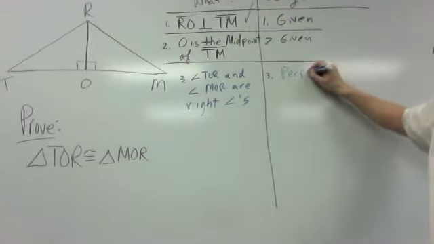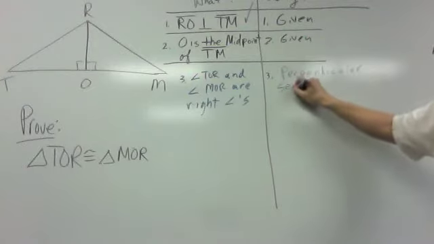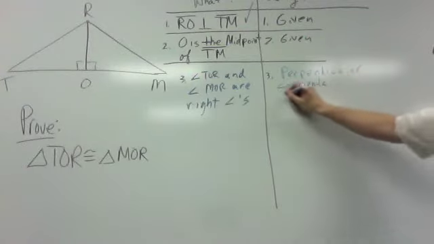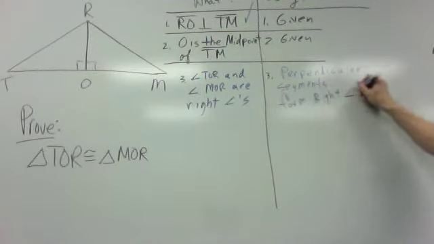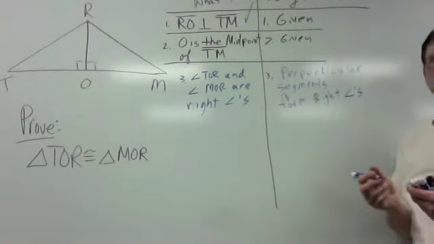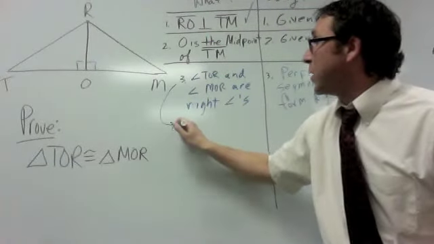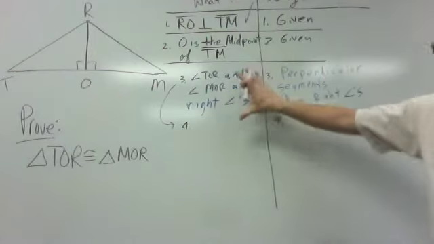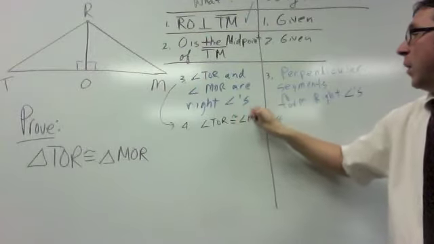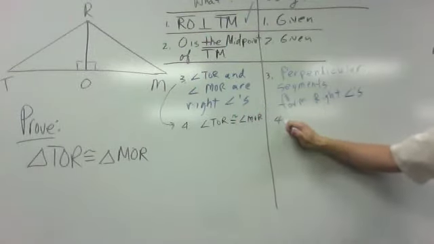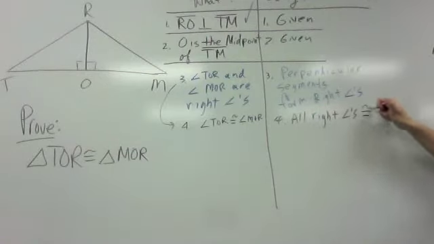This means that we've got perpendicular segments, and perpendicular segments form right angles. And as soon as we know we have two right angles, you can move right into one more fact because of that. Because this is true, we know that angle TOR is congruent to angle MOR. And the reason is because all right angles have to be identical, or all right angles are congruent.